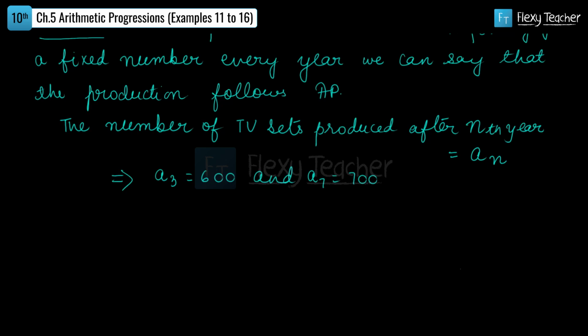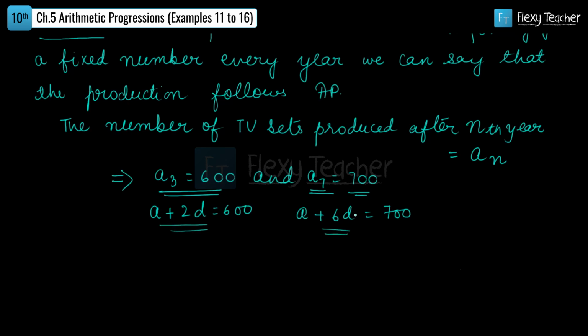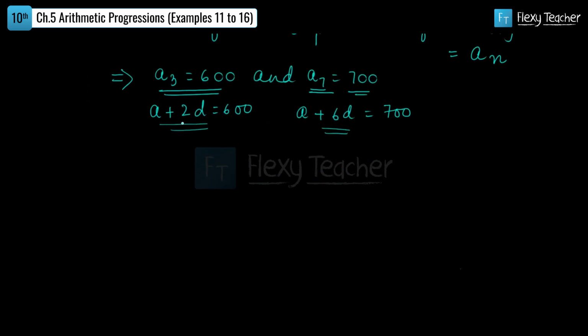So now we can say that, because this is A3, this can be written as a plus 2d is equal to 600, and this is A7, 700, so this can be written as a plus 6d is equal to 700. Okay, now through these two equations we can find a as well as d. Let us do that. a is equal to 600 minus 2d.